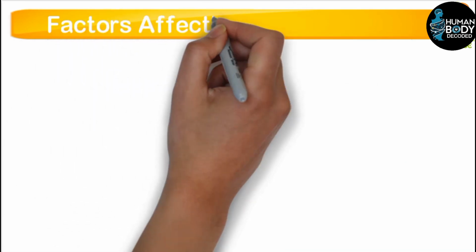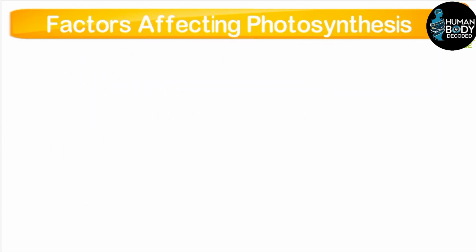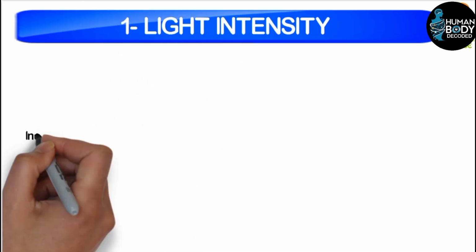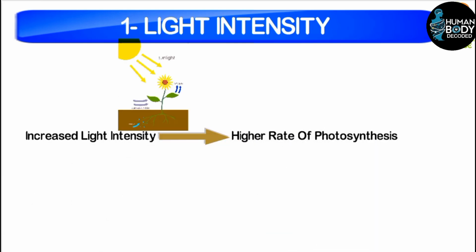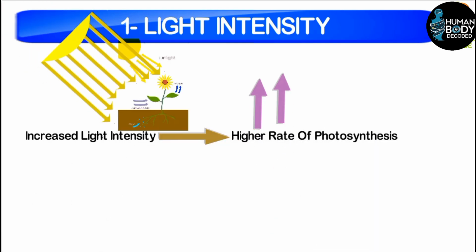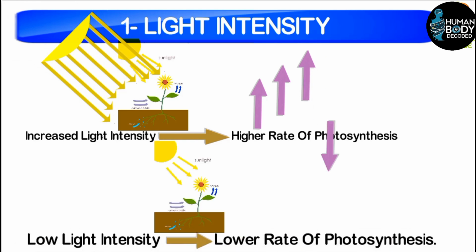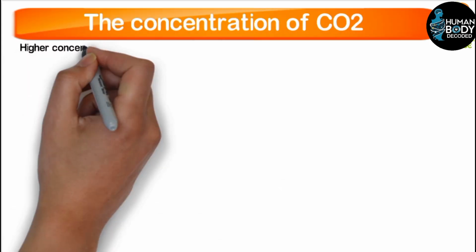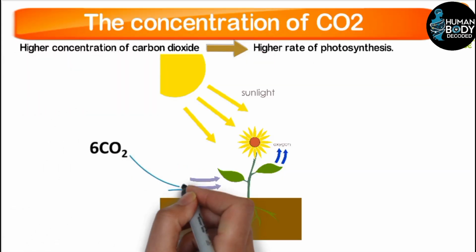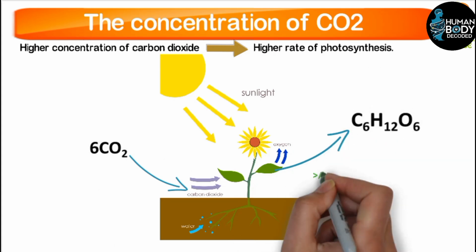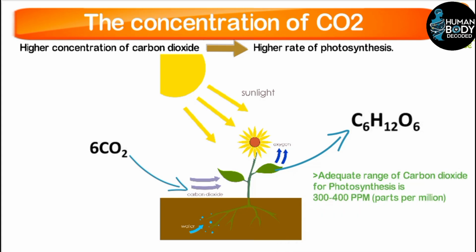Factors affecting photosynthesis. The rate of photosynthesis depends on 5 main factors. 1. Light intensity. Higher light intensity increases the rate of photosynthesis. Lower light intensity reduces the rate of photosynthesis. 2. Carbon dioxide concentration. Higher levels can boost the process. The ideal range for photosynthesis is 300-400 ppm, parts per million.